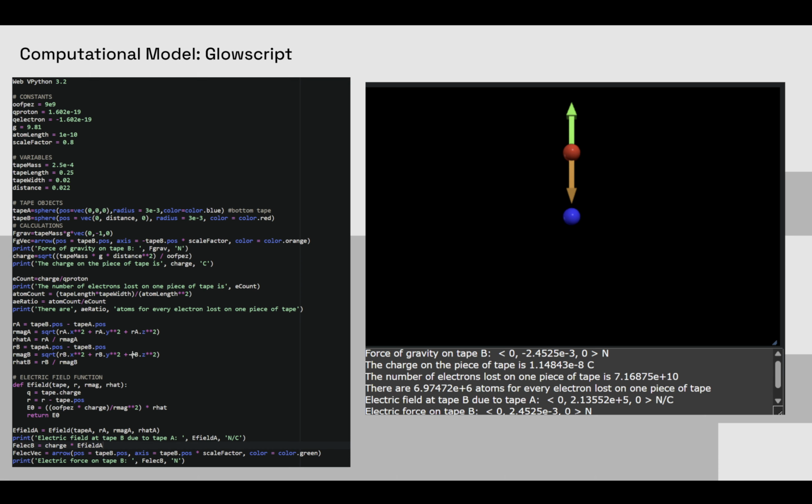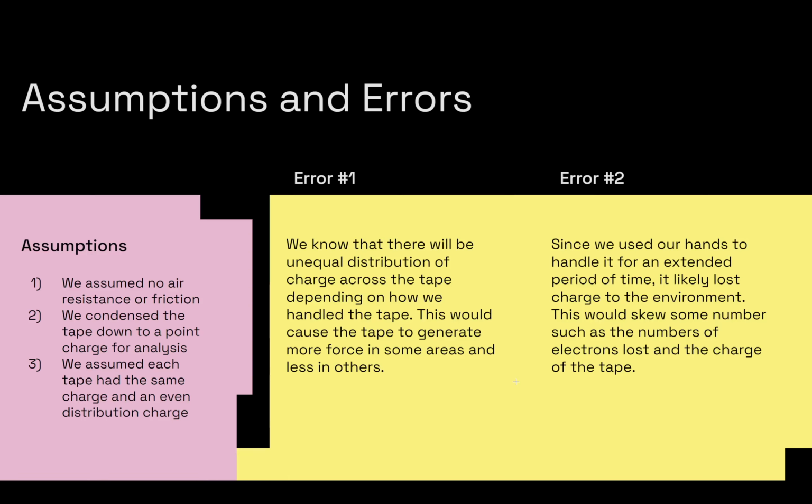Next, we have the tape objects. We have our two spheres representing both pieces of the tape, and we'll go over why we did this later. We have our calculations, which are printed out over here, and our electric field function. So we can see that the force of gravity, as well as all these other forces, match up with the manual calculations that we did earlier.